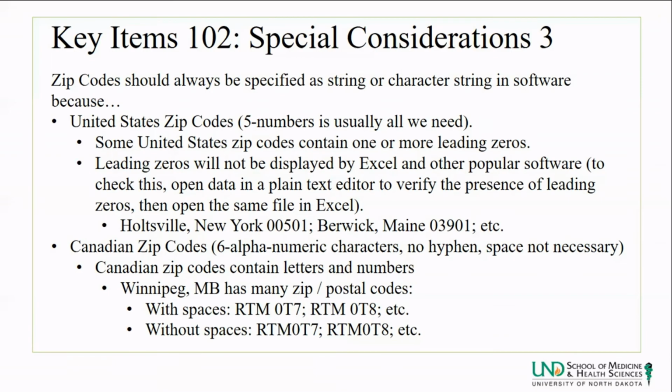The other part of this is Canadian zip codes, which are not all numbers, right? Canadian zip codes are 6 alphanumeric characters. We don't really need the hyphen. Sometimes people will put the hyphen in, sometimes not. We don't need a hyphen. We don't need a space. We just want the 6 alphanumeric characters, right? So if we look at Winnipeg, which is obviously a fairly large city, it has many zip codes, but you see some of the examples there. Typically you'll have letter, number, letter, number, letter, number, or something like that, just to give you an example. The space can be there or not, but it's not necessary. So I'm just trying to standardize some things and to look out for them.